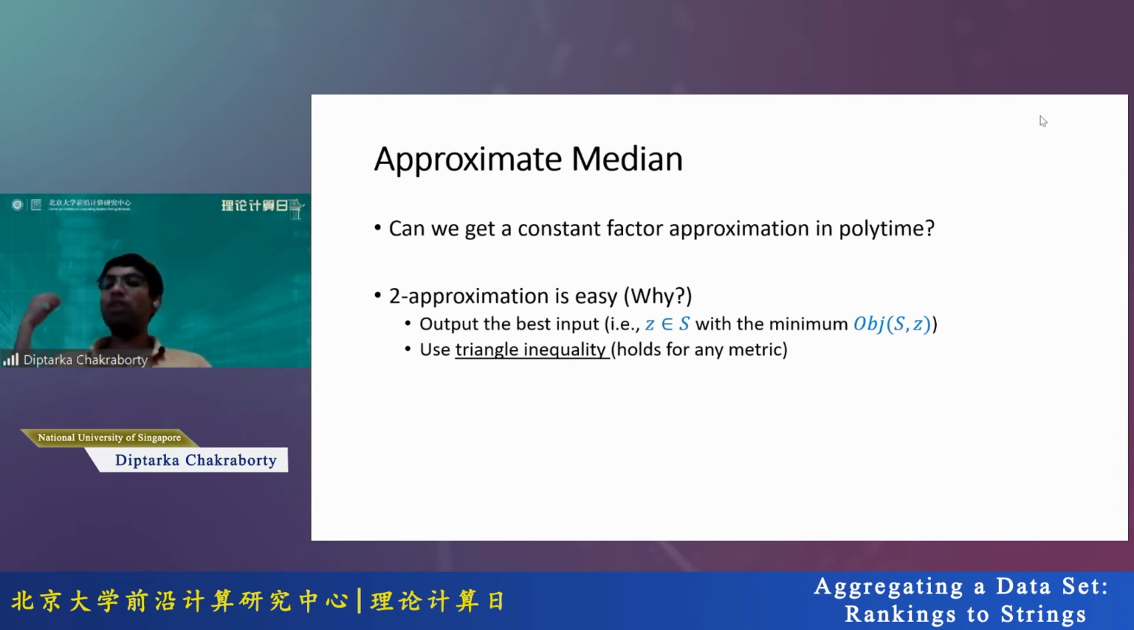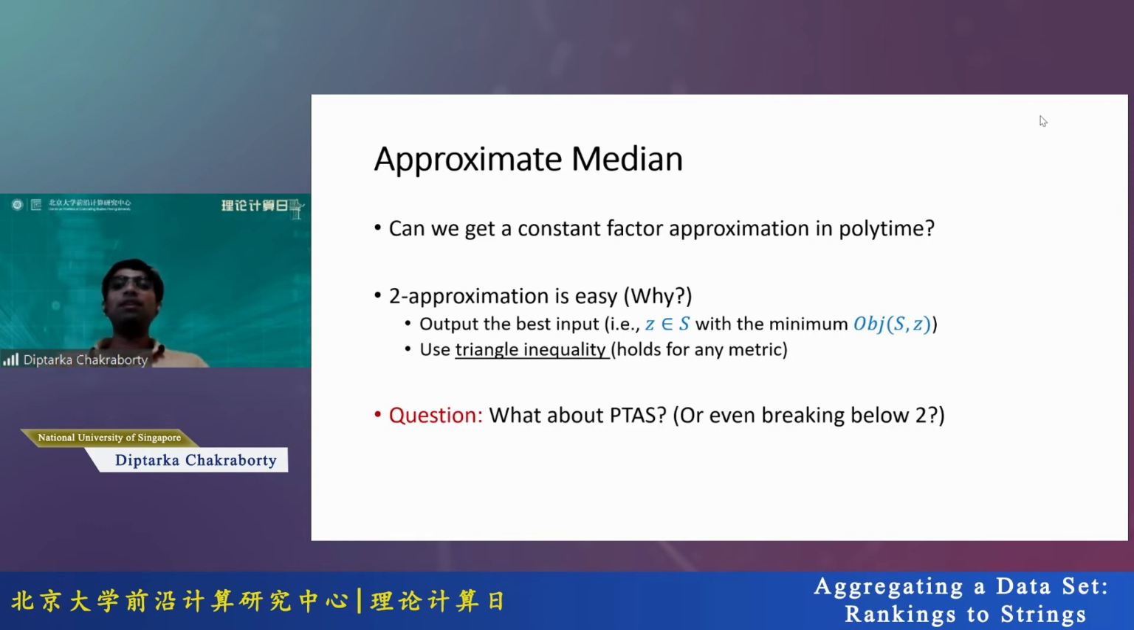If you want to solve this median problem and you only concentrate on the input space and output whatever string achieves the minimum objective value, that will always give you a two approximate solution, no matter what the underlying space is, as long as it is a metric. So now the question is, can we have a PTAS? Or even a simpler question, can we get something better than two approximation? Say 1.99 approximation? We don't know.